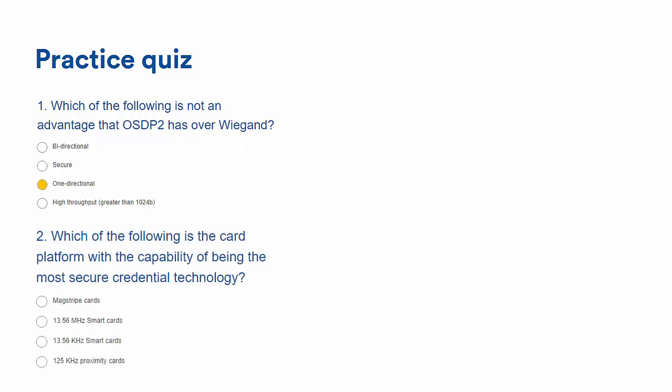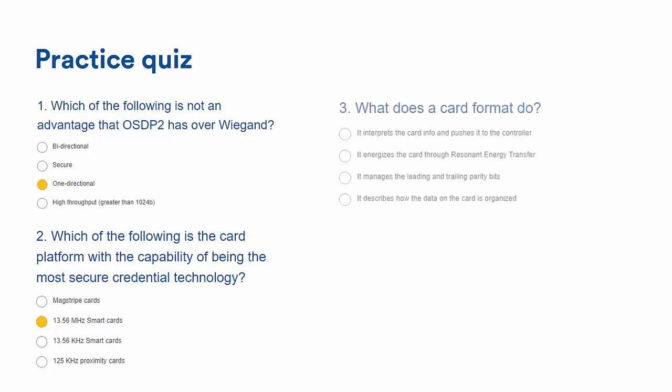Next question, which of the following is the card platform with the capability of being the most secure credential technology from the list offered? So we have Magstripe cards, 13.56 megahertz smart cards, 13.56 kilohertz smart cards, or 125 kilohertz proximity cards. Giving you a couple of seconds to think through that. Answer being 13.56 megahertz smart card technology. Note again that not all smart cards offer the same level of security, and at Genetec we do have our recommendation in terms of specific classes of smart cards.